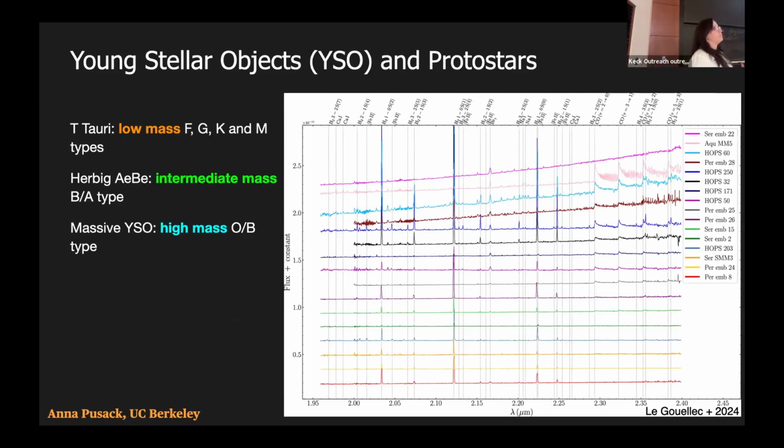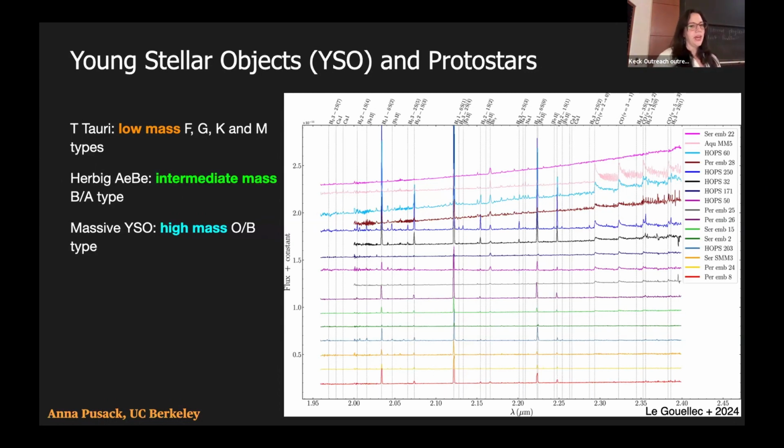You can group them depending on a lot of different features. One of the ways is mass. T Tauri stars, which we've heard a lot about already this week, are the lower mass end. They can have CO in emission, but not always. We sometimes need a hotter star to really get that CO to emit. And that's where the Herbig Be stars and massive young stellar objects come into play.